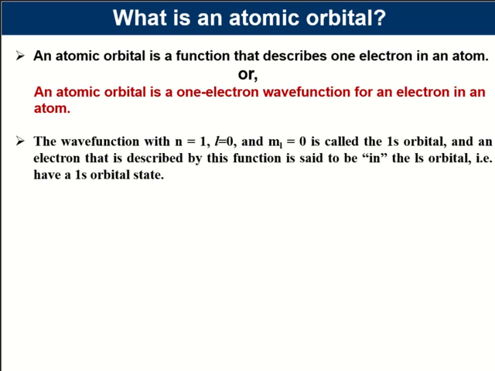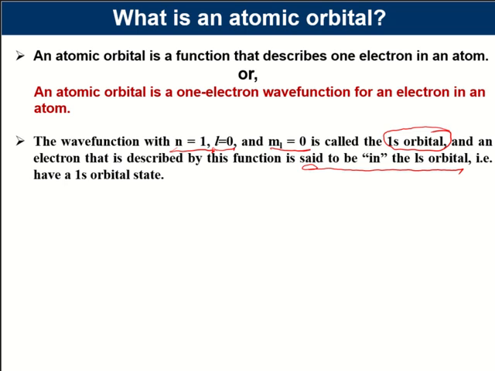Okay, so this is how we say it: when you have n equal to 1, l equal to 0, ml equal to 0, this is called the 1s orbital. And an electron wave that is described by these three quantum numbers is also said to be in the 1s orbital, or the electron has the 1s orbital state. So this is how we say it is in the 1s orbital.